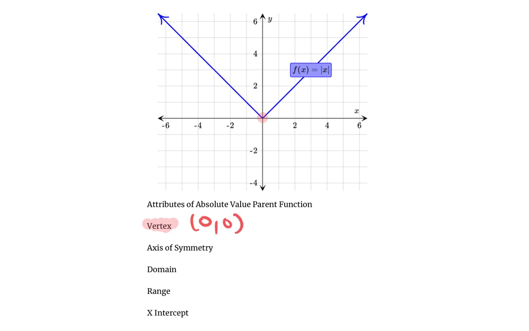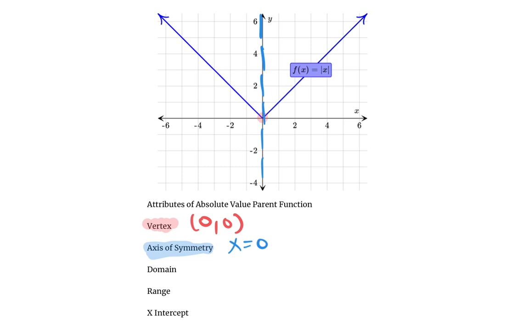For my axis of symmetry, symmetry is wherever you can cut your graph in half and have the same thing on both left and right side. So for this graph, I can definitely cut it in half down the middle. I'll draw a color down the middle here. Notice that line goes through the x-axis at x equals 0.